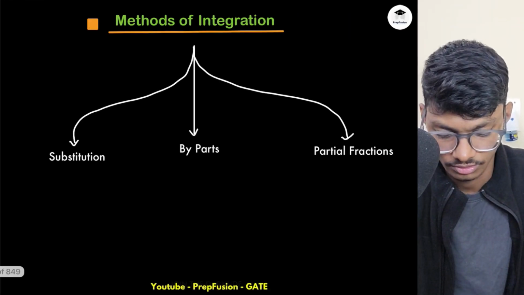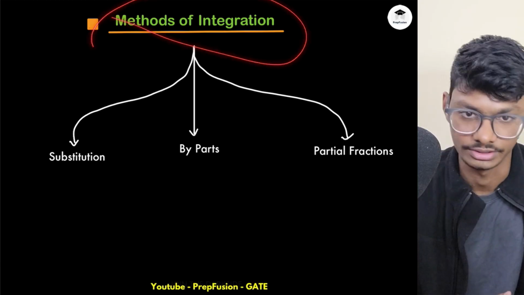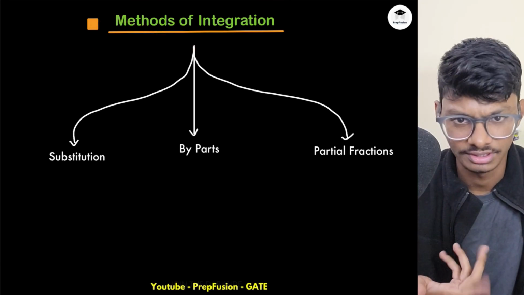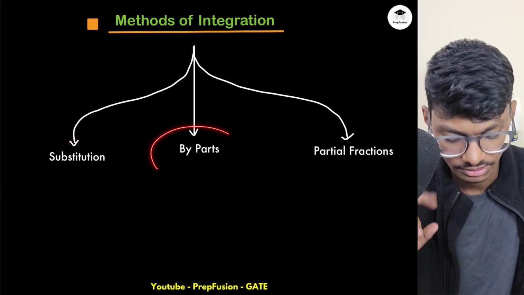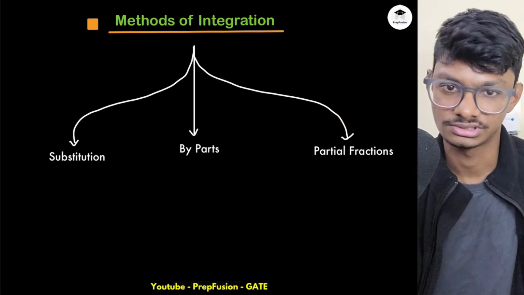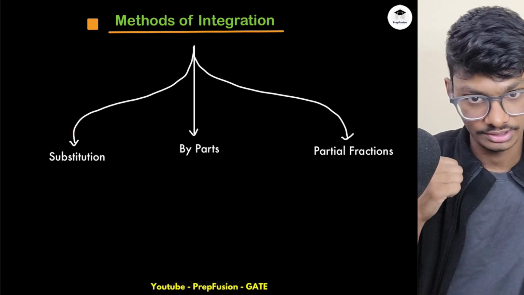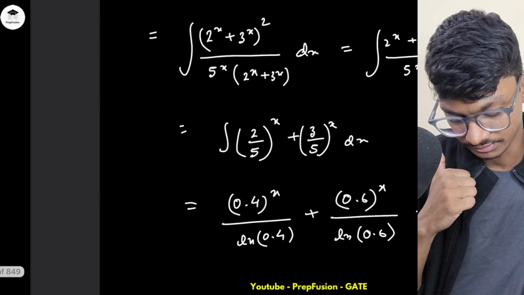So now let's start with methods of integration. What are my different methods of integration? Like you have already learned this, I think: substitution, then by parts, then partial fraction. Partial fraction is just simple mathematical manipulation, and substitution is just like what I did in the starting, right?